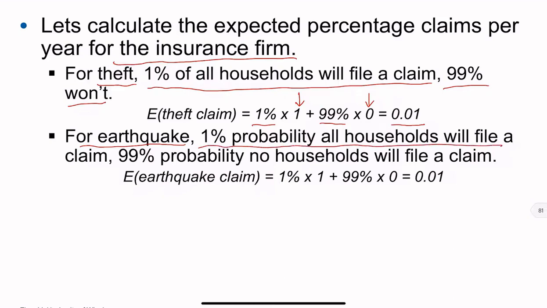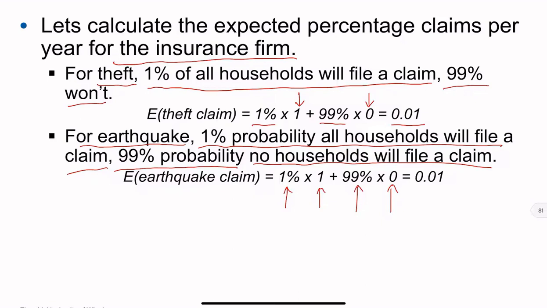All households will file a claim because with 1% probability, the earthquake happens. And with 99% probability, the earthquake does not happen. So now no households will file a claim. And then in this case, you can see that the expected value of the earthquake claim is 1% chance there is a claim, 99% chance there's no claim. So again, we get this same expected value of 1%.